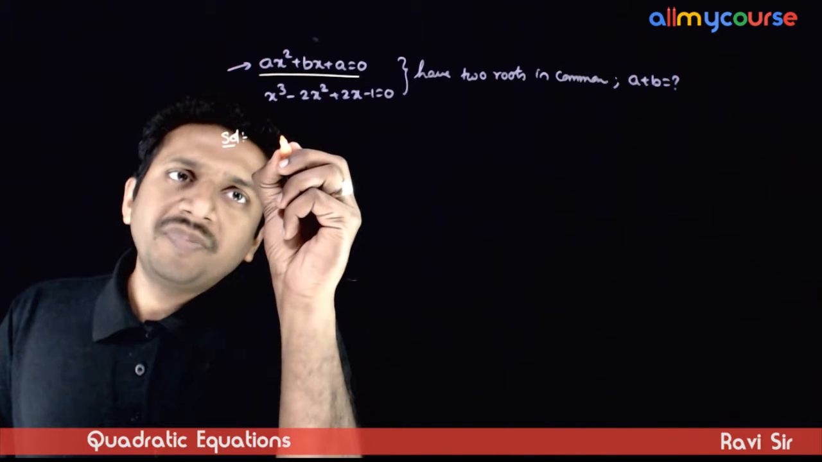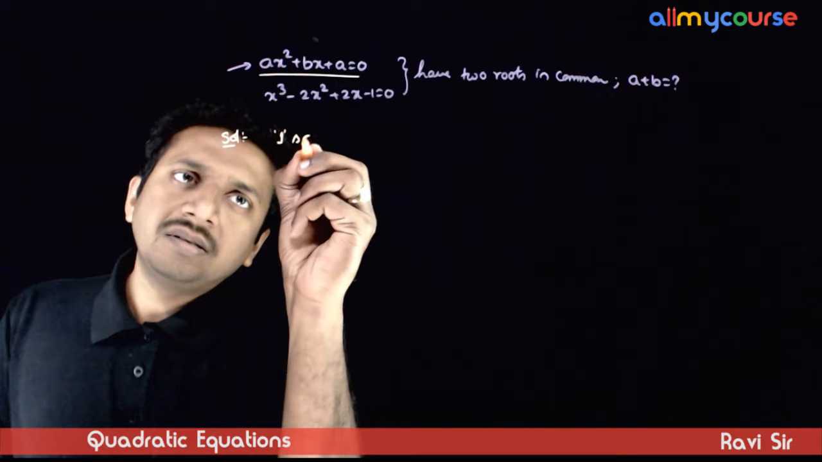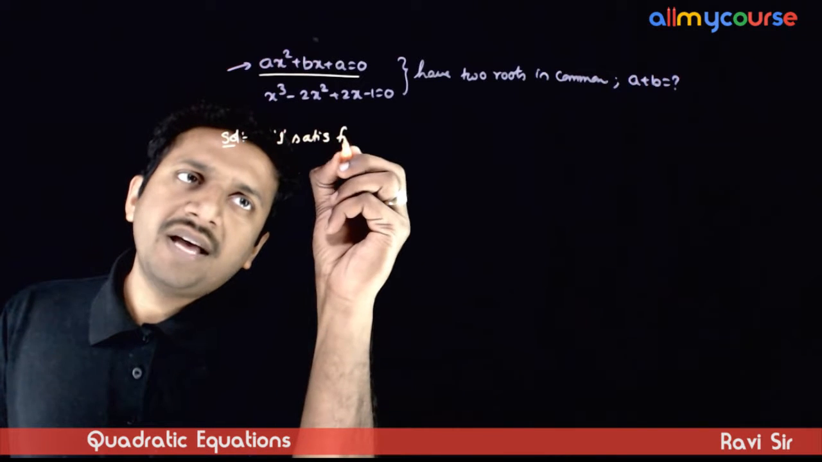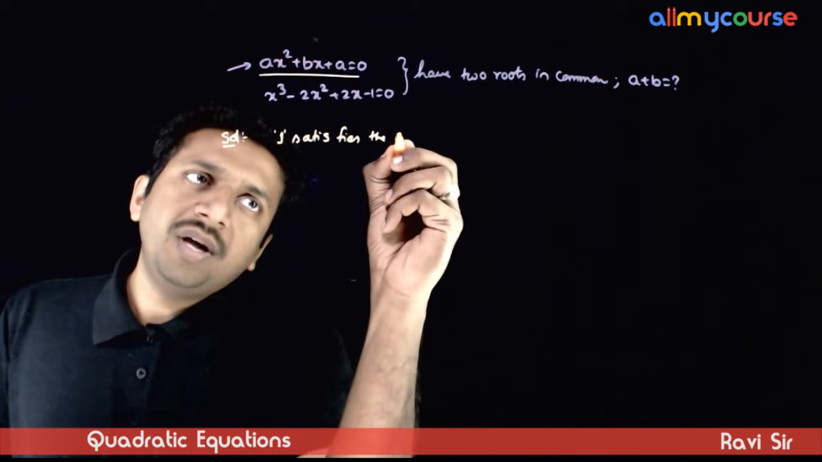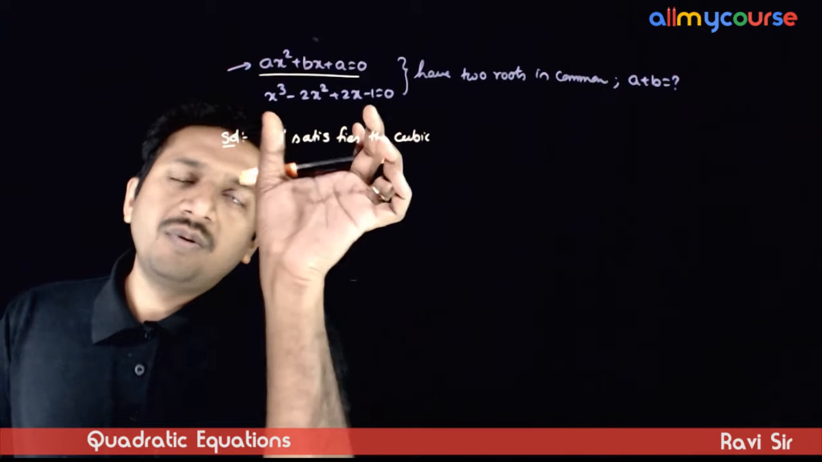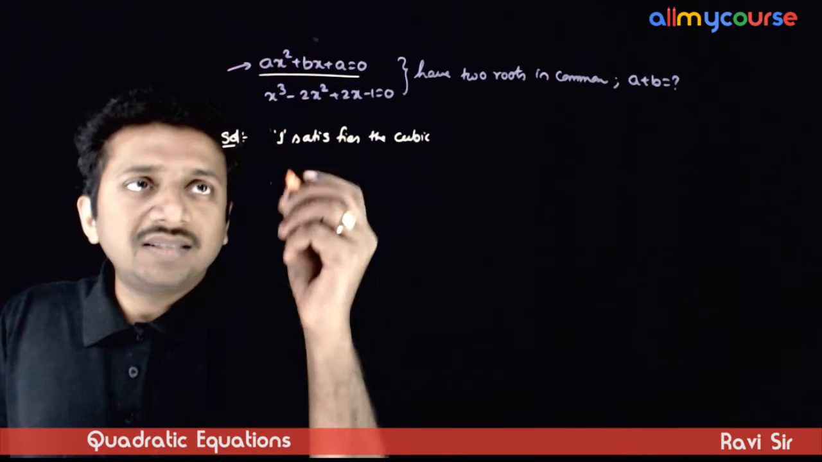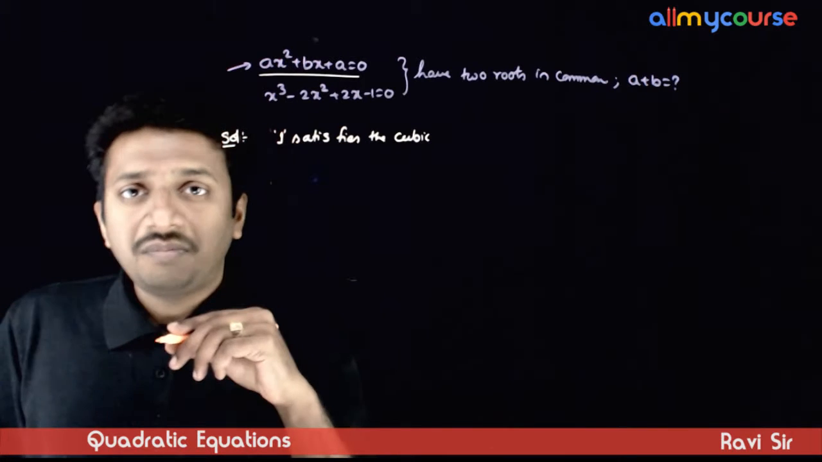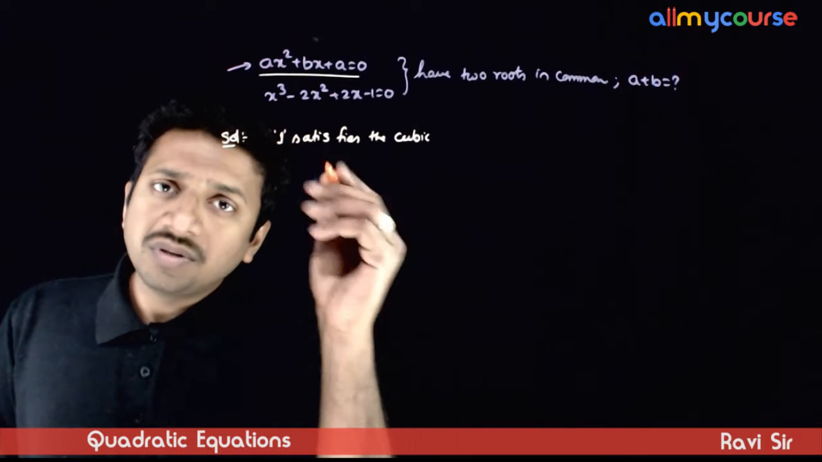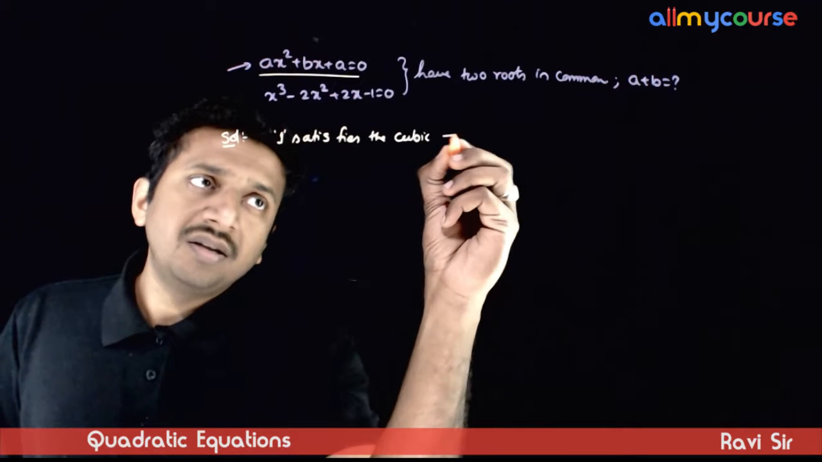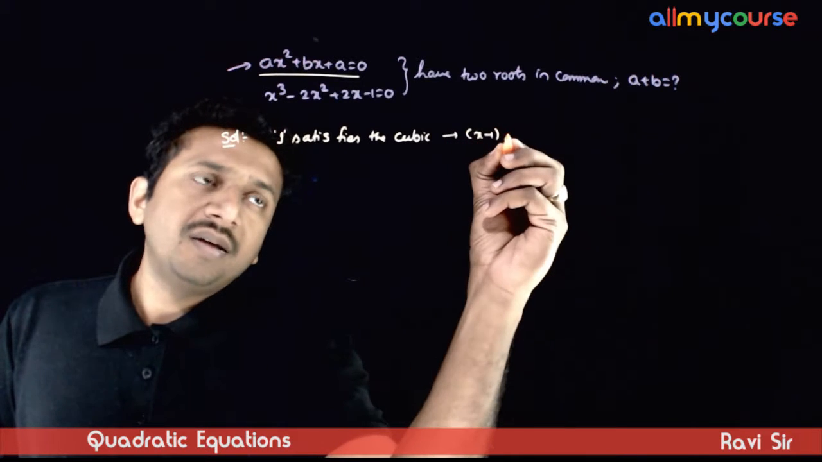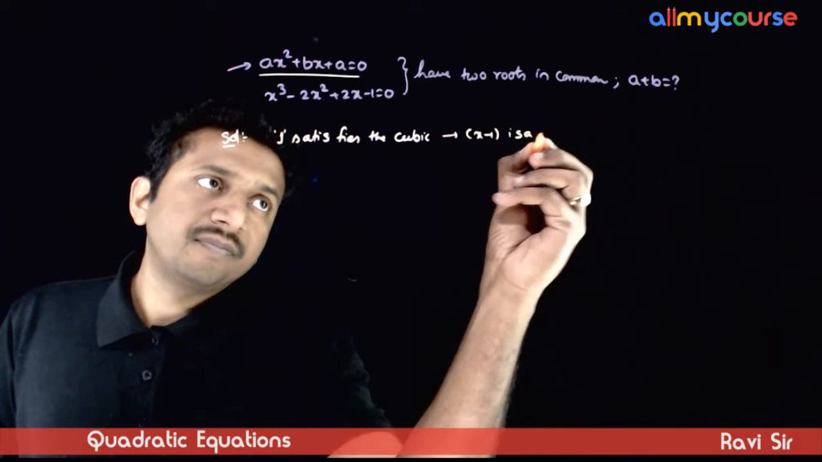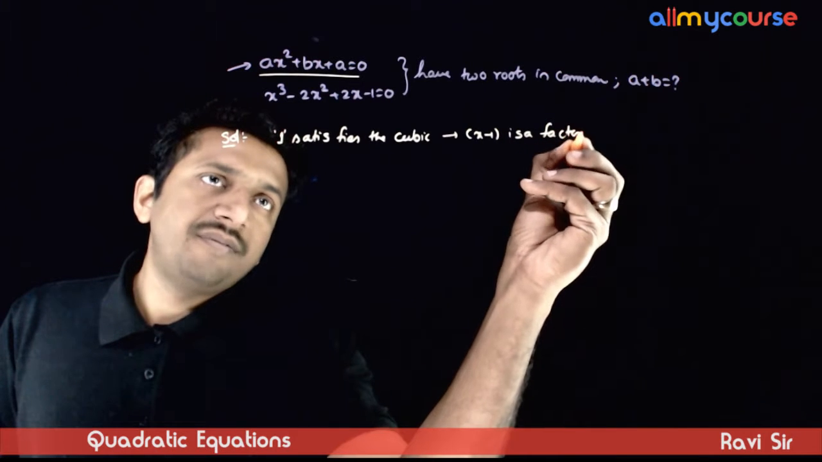As you can see, the number 1 satisfies the cubic. Hence x − 1 is a factor. So I can divide this by x − 1. I'll use the Horner synthetic process to divide by x − 1.